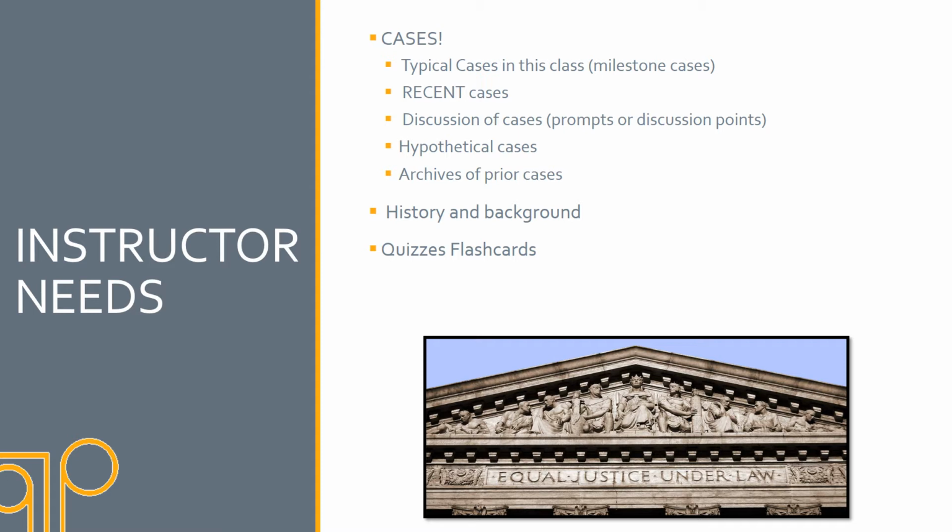They really just want all the cases. They want to be able to call on any case, as the discussion merits. In addition to that, they want history and background. So, what was going on in the 1960s when all of these really landmark Supreme Court cases were happening, when it comes to desegregation. And then, like we said, reading is a really important component of this course, and instructors need to make sure that their students are actually reading and comprehending everything in the book. And so quizzing and flashcards are types of resources that they will ask for.